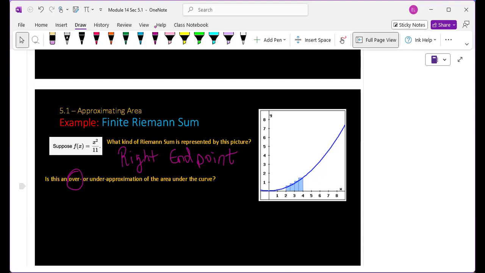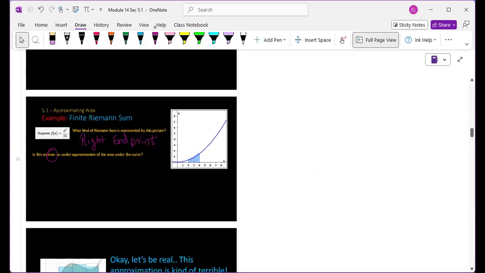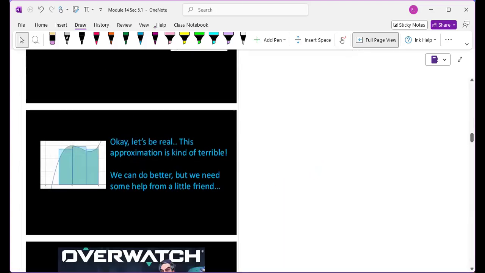So all of this is based on, right now, these happen to be 4 rectangles, but these are all a finite number of rectangles and they approximate the area under the curve. But we can do better than this.